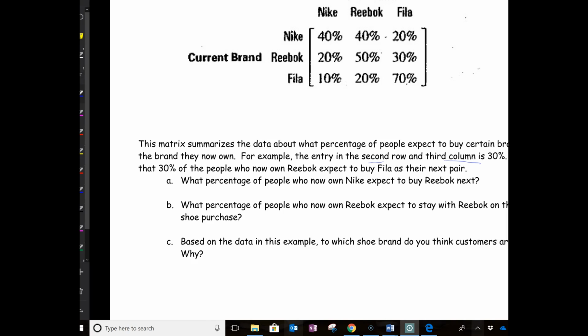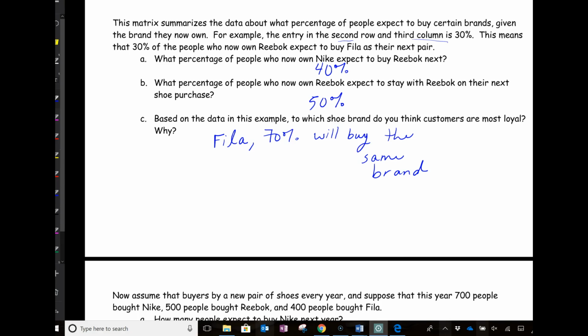And it says, what percentage of people who now own Nike expect to buy Reebok next? So why don't you take a second, read through this, make sure you know how this matrix works because we are going to be working with it, and answer these questions A through C with your partner. Just how it works. Check your answers. A was 40%, B was 50%, C was Fila because 70% will buy the same brand.